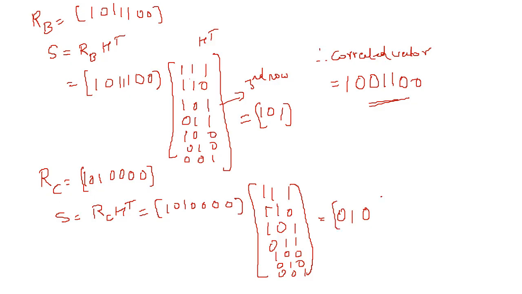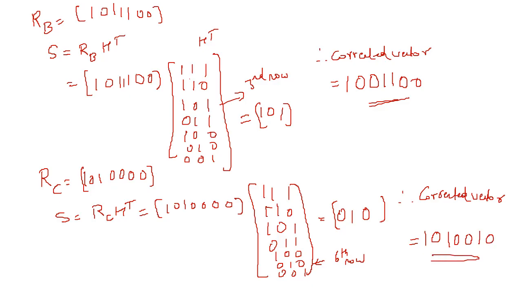Now this 0, 1, 0 is present in the sixth row of H transpose. Therefore, we can correct the error. The corrected vector will be: first bit as it is, second bit is 0, third bit is 1, fourth bit is 0, fifth bit is 0, sixth bit is 0, which we are going to make it as 1, and the seventh bit will be 0. This will be the corrected vector.